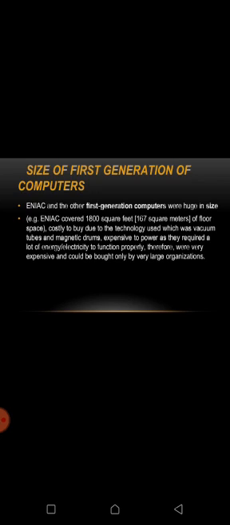Size of first generation computers. ENIAC and the other first generation computers were huge in size. ENIAC covered 1800 square feet, like 167 square meters of floor space. And they were costly to buy due to the technology used, which was vacuum tubes and magnetic drums. Expenses to power, as they required a lot of electricity to function properly. Therefore, they were very expensive and could be bought only by very large organizations and institutions.